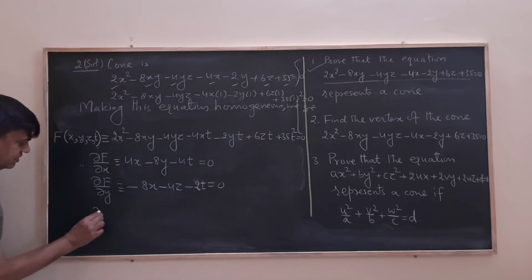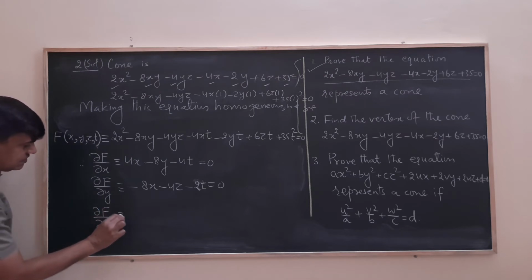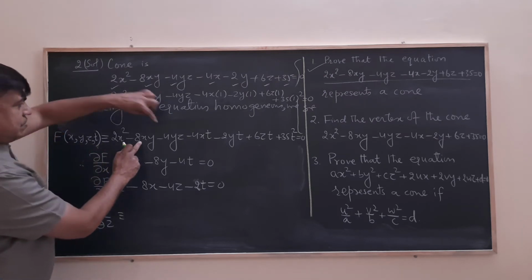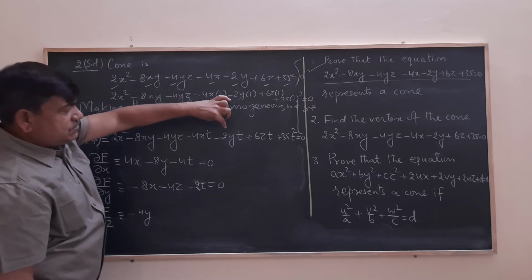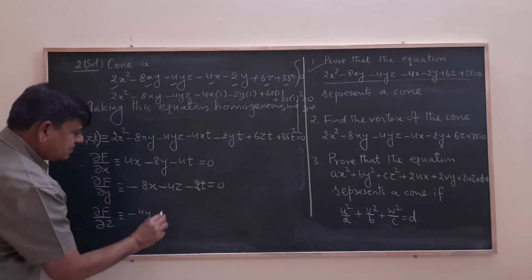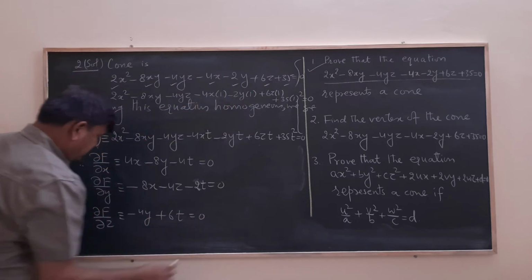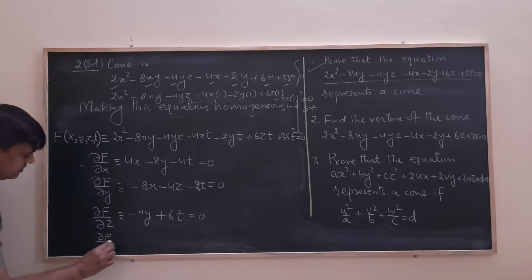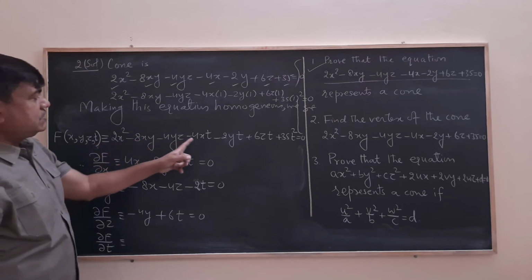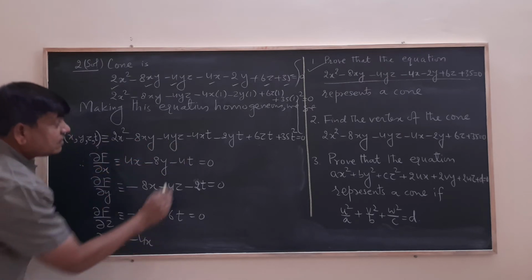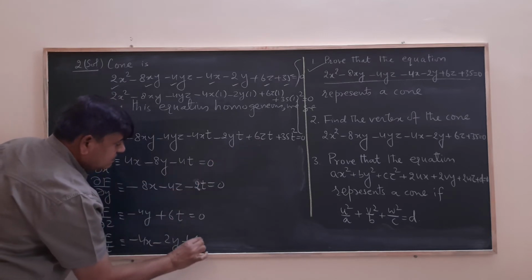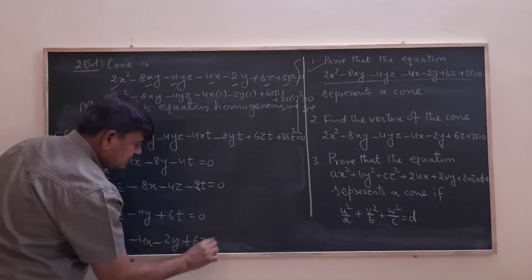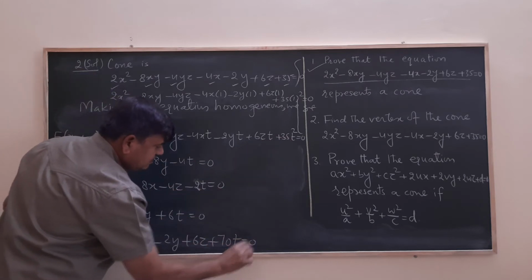And ∂f/∂z. With respect to z, 0, 0, so it is −4y, with respect to z, 0, 0, so it is +6t, and it is 0. And the last one is ∂f/∂t. With respect to t, 0, 0, 0, here it is −4x, −2y, then +6z, and with respect to t it is 70t, equals 0.